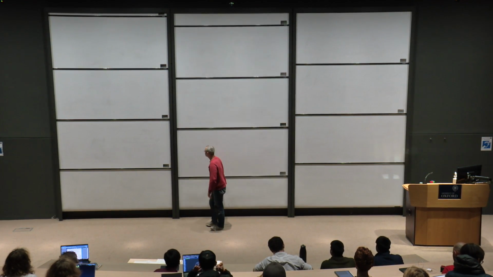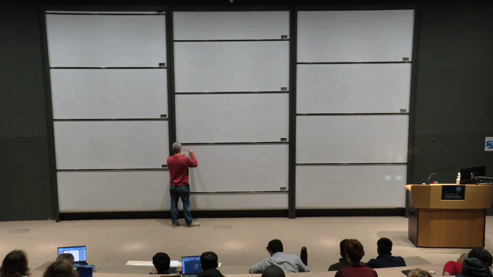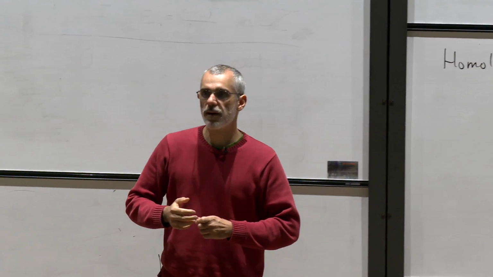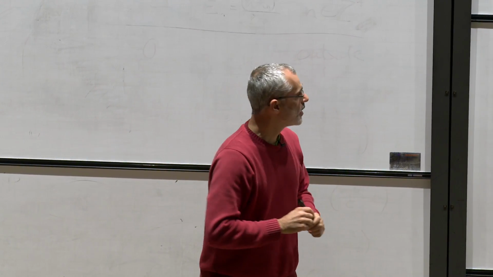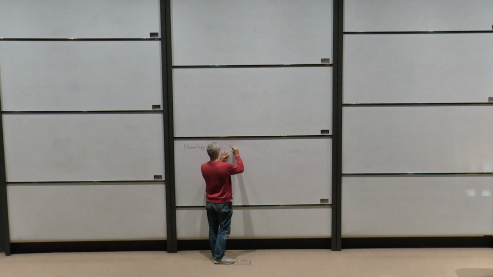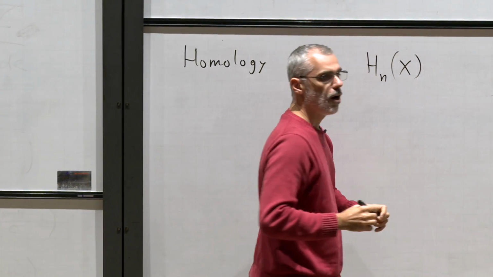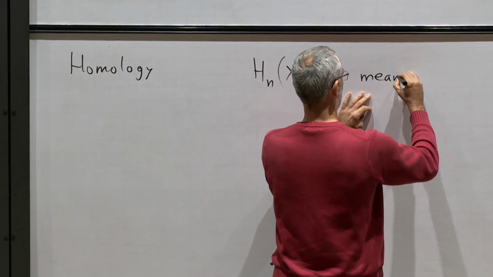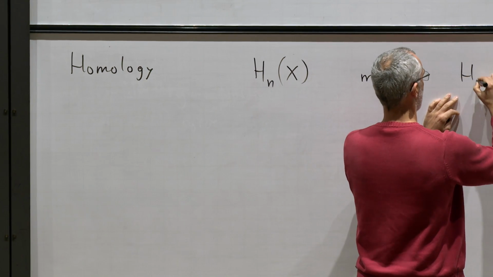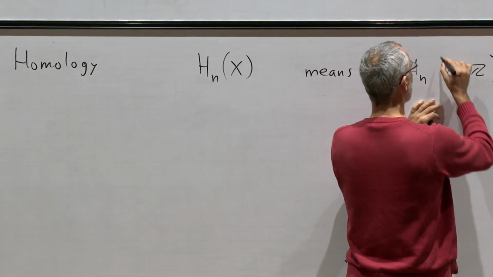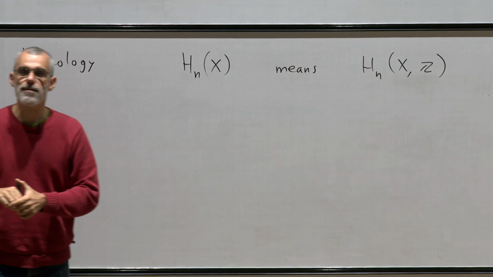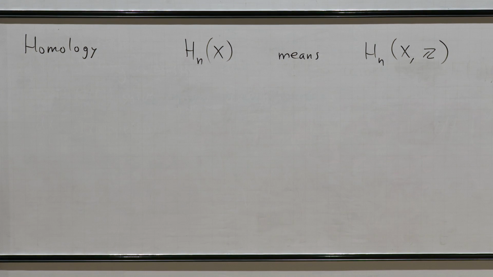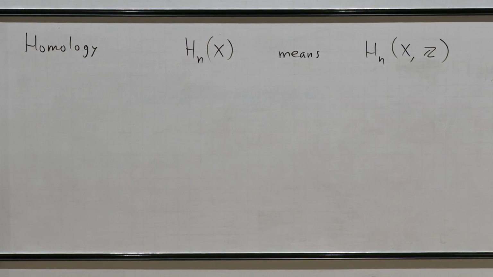So homology is what we're studying. And there's one thing which I didn't mention yesterday, which is that the nth homology of a space, that really means the nth homology of a space with coefficients in Z. And you may vary the coefficients. So you pick whichever abelian group you like. It could be Z, or it could be Z mod 2, or it could be the rational numbers.